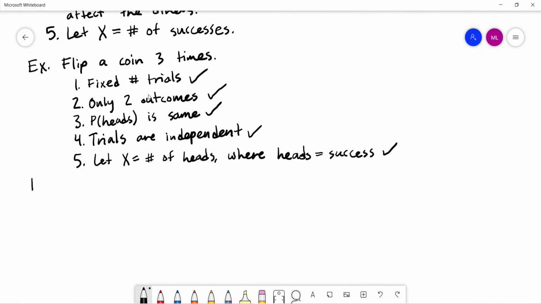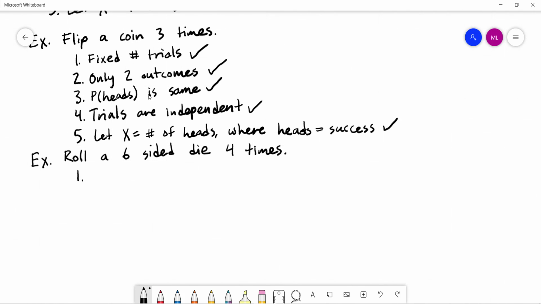As another example, what if instead of flipping a coin 3 times, what if we are rolling a 6-sided die? And let's say we want to roll the 6-sided die 4 times. Well, in this case, we do have a fixed number of trials. Right? I've specified we're going to do it 4 times. So we're good on the first point.